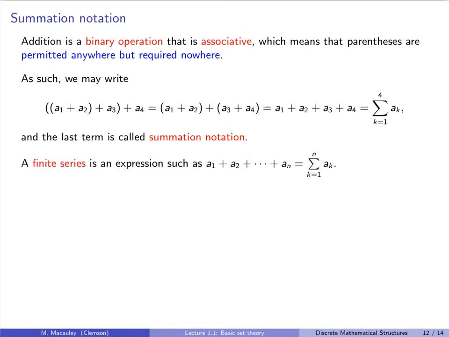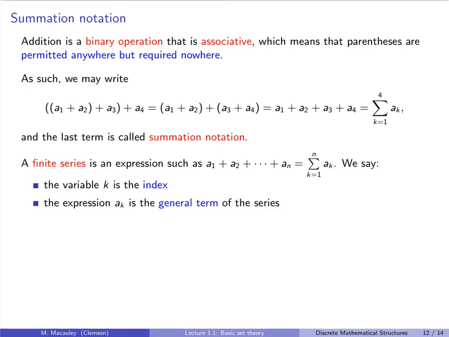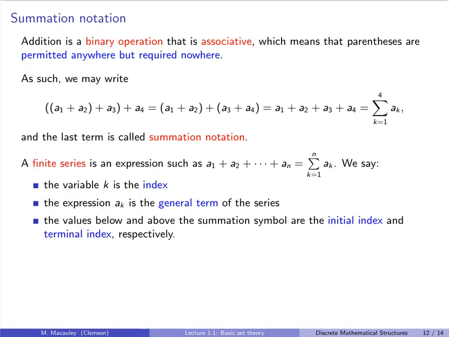A finite series is an expression of finitely many terms. For example, a1 up to an, we can write as the sum from k equals 1 up to n of a_k. Now the variable k is called the index. The expression a_k is sometimes called the general term of the series. And the values below and above the summation symbol are the initial index and the terminal index, respectively.